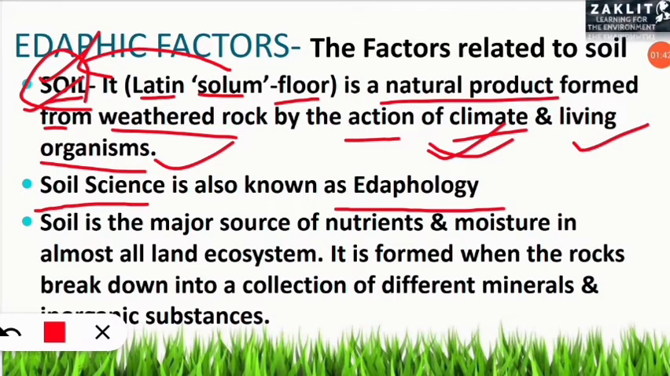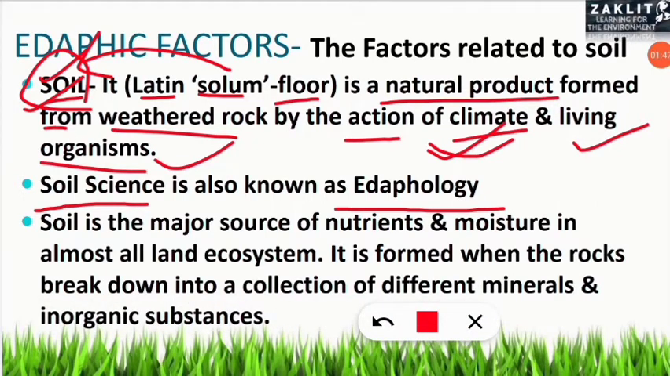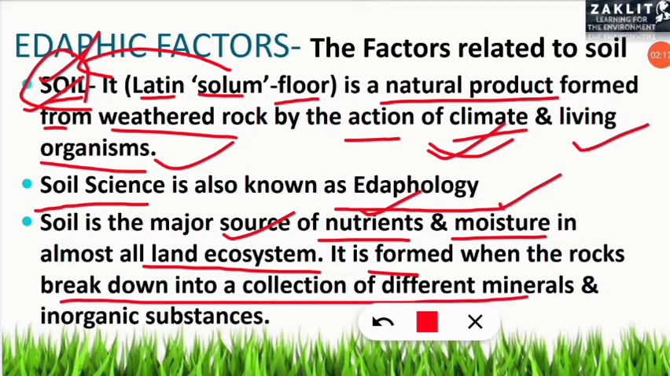It is also important. So I will request all of you, आप अपना पेन एंड पेपर निकाल लीजिए एंड नोट डाउन कर लीजिए ये सारे पॉइंट्स जो कि इंपॉर्टेंट होंगे नेट एनवायरमेंटल साइंस के पेपर में. So the next point is soil is the major source of nutrients and moisture in almost all land ecosystems. So it is talking about land ecosystems, not the ocean. In land ecosystems, it is the major source of nutrients and moisture for both living and non-living things. It is formed when rocks break down into a collection of different minerals and inorganic substances. As we have discussed, it is formed by the weathering of rock. So this is the main example and main definition of soil.